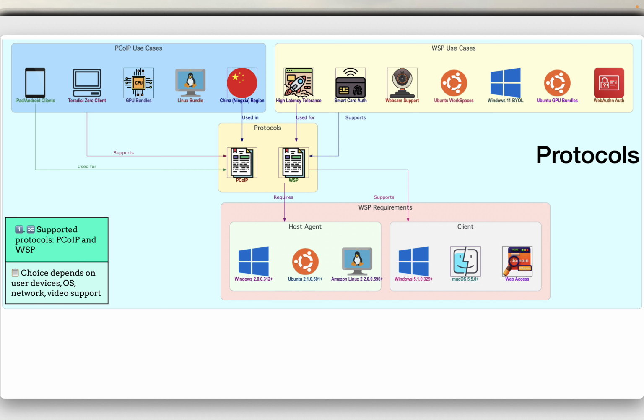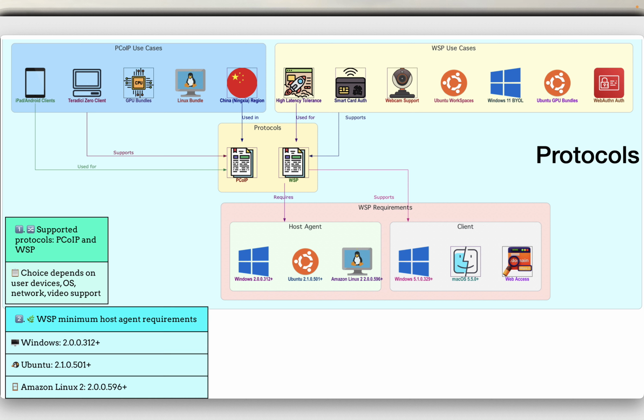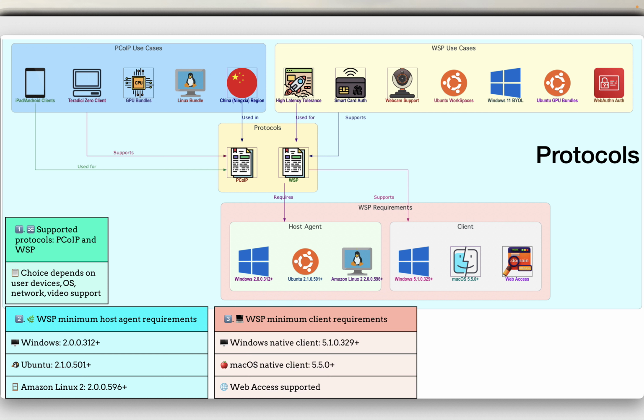The choice of protocol depends on factors such as user devices, operating systems, network conditions, and Windows video support requirements. To use WSP, specific minimum host agent versions are required for different operating systems. Windows requires version 2.0.312 or above, Ubuntu needs 2.1.0501 or higher, and Amazon Linux requires version 2.0.596 or above.